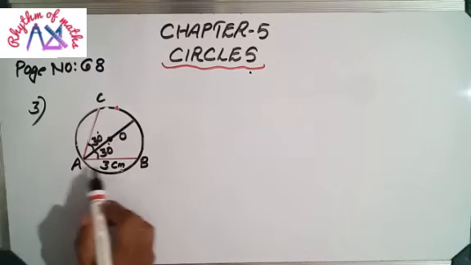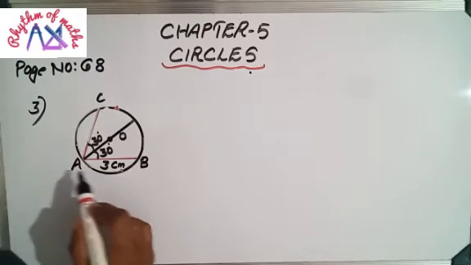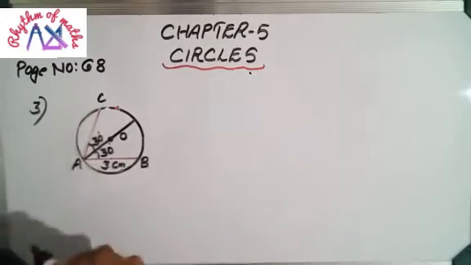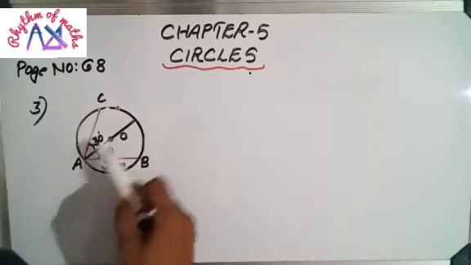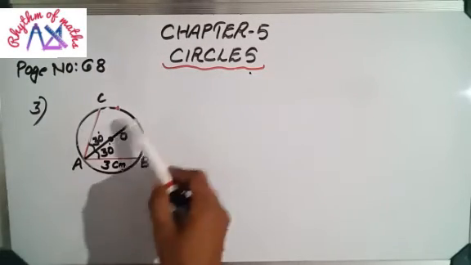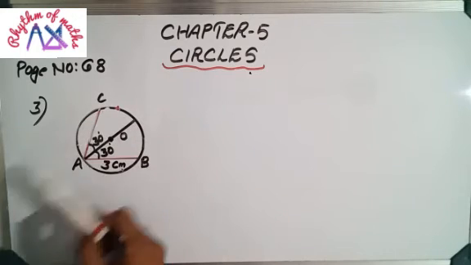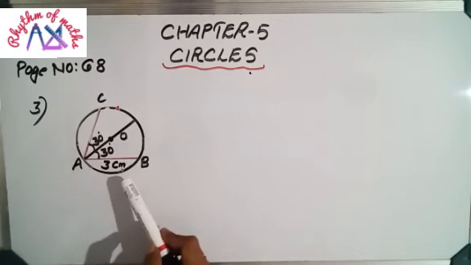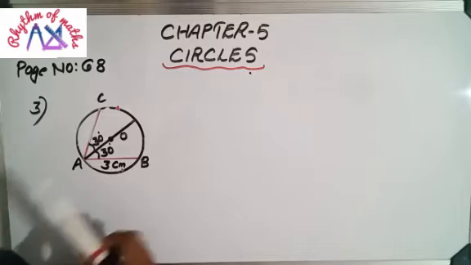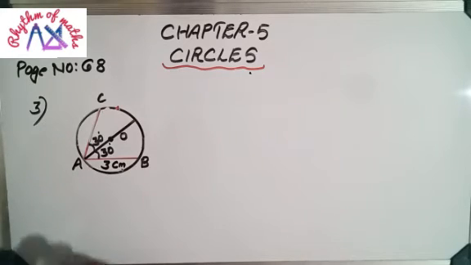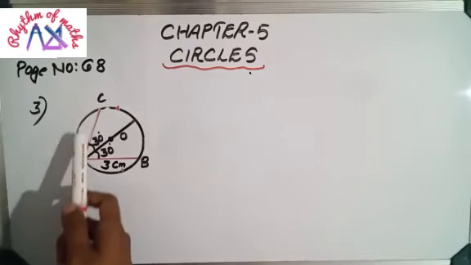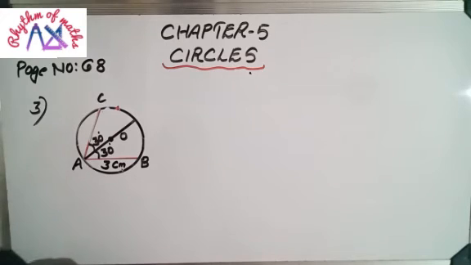Here AB is given as 3 cm. The first chord is given as 3 cm, and the angle between the first chord and the diameter is 30 degrees, and the angle from the diameter towards the second chord is also 30 degrees. These are the things given in the question. We have to find the length of the second chord.